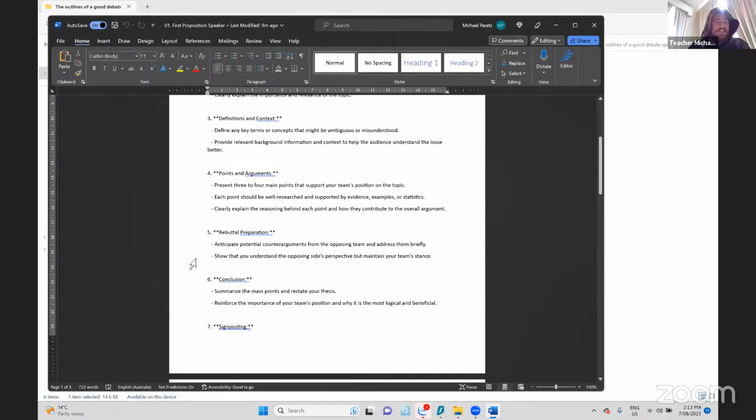Next, we want to actually start preparing for rebuttals. We want to start by anticipating or guessing some of the arguments that maybe the other team is going to use against us. And you just want to quickly address them, nice and short. We also want to show that we understand the opposing team's side of the argument, but we still want to make sure that we're saying that while they believe this, we still think that our side of the argument is more true, our side is better, we have the stronger argument.